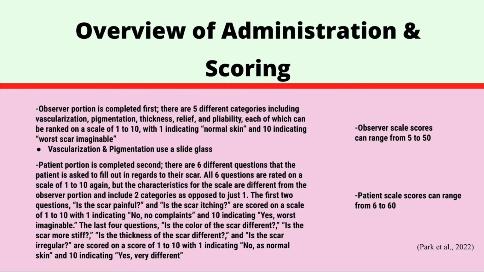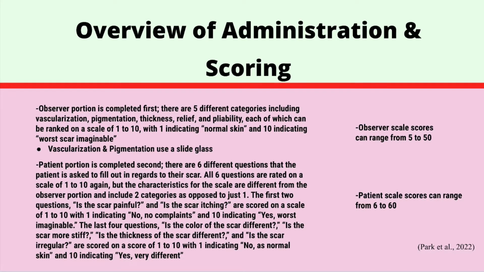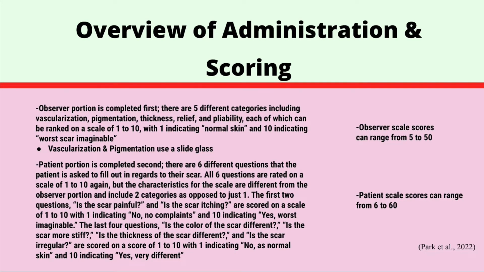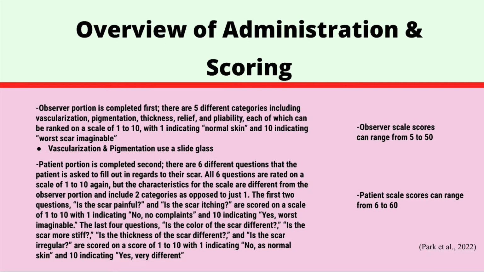For the patient portion, the scale scores can range from a 6 to a 60. If someone were to score a 6, this would mean that they scored all 6 questions as a 1, meaning that they felt no, no complaints, and no as in normal skin. However, if someone were to score a 60, then they would determine that yes, worst imaginable, and yes, very different.